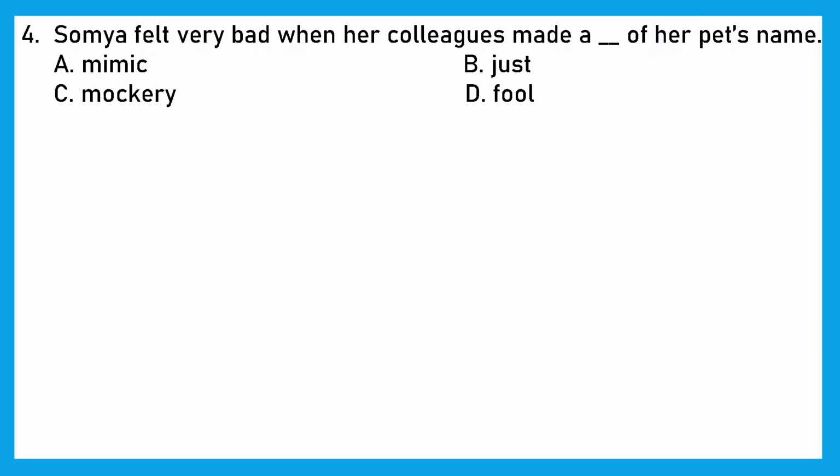Question 4. Soumya felt very bad when her colleagues made a dash of her pet's name. Why would she feel bad? If something bad is happening with her pet's name, right? And the right answer here should be mockery. Option C. Mockery means making fun of. Soumya felt very bad when her colleagues made a mockery of her pet's name.